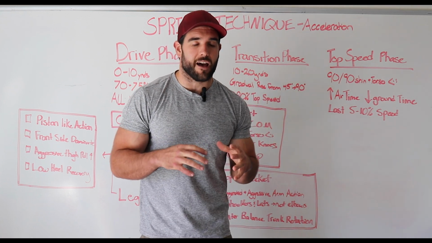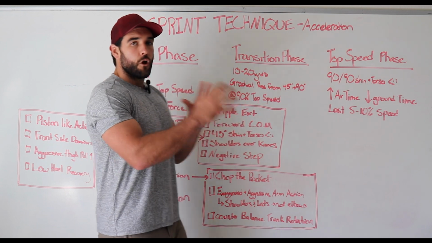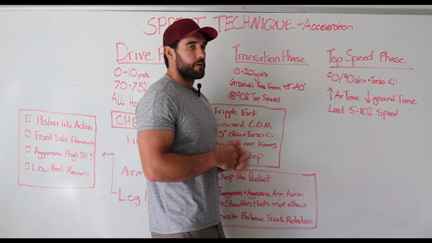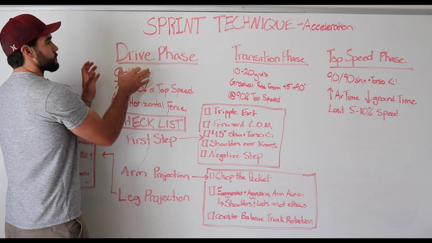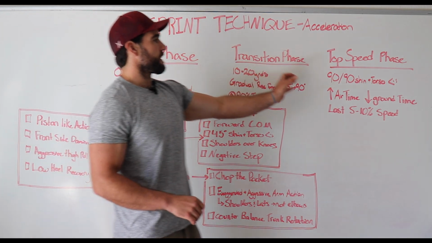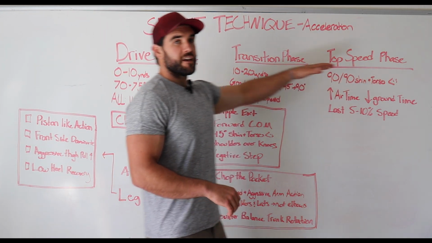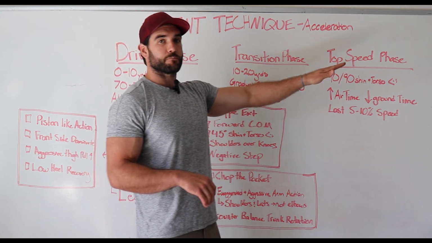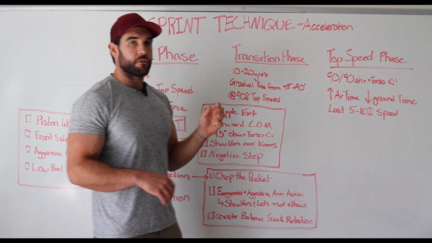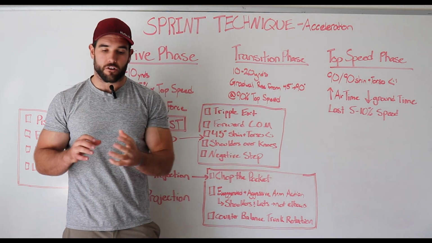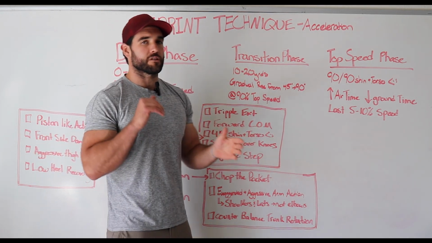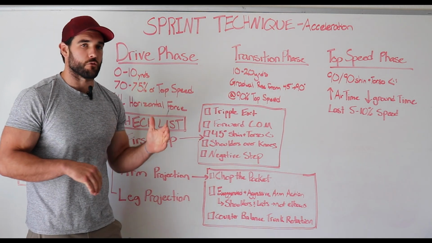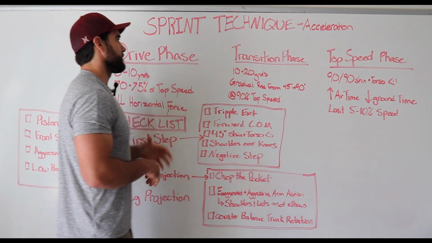But before we get into that, we need to know the different phases of a sprint. So we have our drive phase, transition phase, and our top speed phase. And it's these 3 phases that make up the entirety of a sprint. If we break these down, we can figure out the exact technique in order to maximize that component so you're running fast and you're explosive off the line.